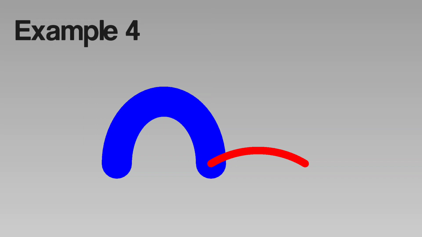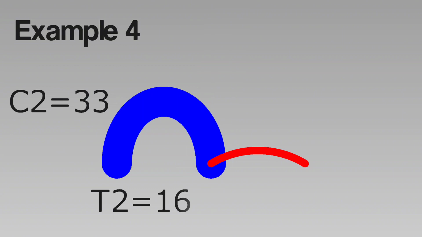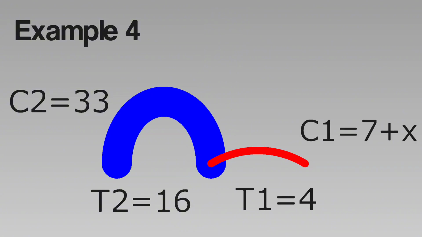And for the last example, let us solve for the red lines problem. The blue line has a thickness of 16 units and a curvature of 33 units. And the red line has a thickness of 4 units and a curvature of 7 units. How much more curvature should be added to the red line to have the same height as the blue line? For this problem, you have to solve for the height of the blue line too.